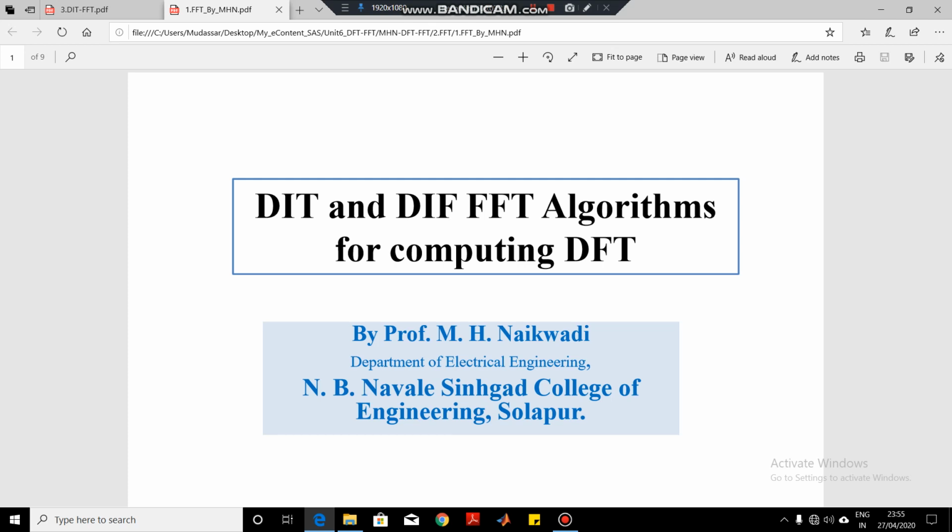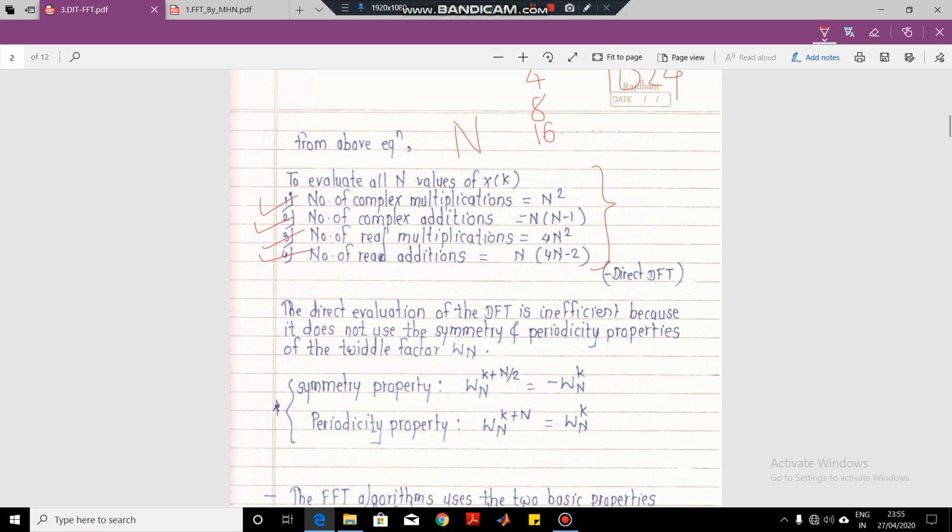So remember that FFT is not a transform. It is just a set of algorithms, and the use of that algorithm is to compute DFT. So DFT is our main transform, and to compute the DFT, we make use of these FFT algorithms, and we will see how this FFT algorithm is used, and what are the steps involved in these FFT algorithms.